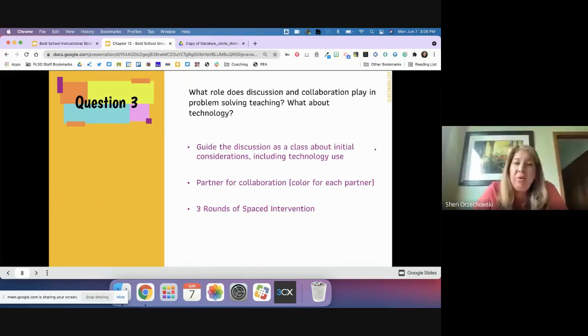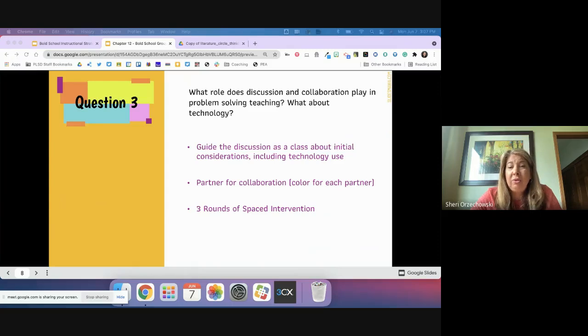All right, and then we had question 3, what role does discussion and collaboration play in the problem-solving teaching? What about technology? It was really important that you guide the discussion as a class about those initial considerations. So once the problem is given, you lead a class discussion and pull together as a class some general direction about where you need to go with the problem solving.